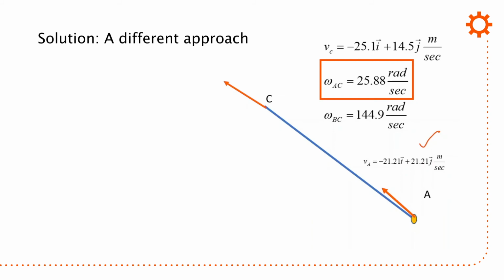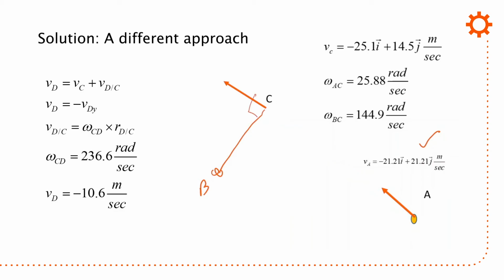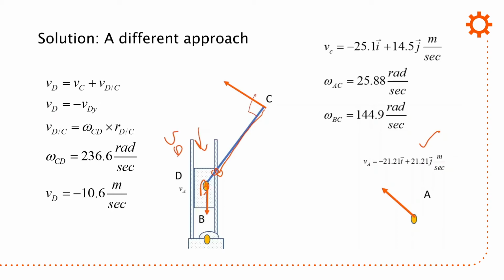Now, if omega AC is calculated, it's 25.88 rads per second, and you have to recognize that what I'm doing here is saying that this B is here, and this is acting at a normal. So if you do that, you have velocity of D, which is velocity of C plus velocity of D with respect to C. Velocity of D is going to be in the minus y direction. And you can see that red arrow pointing in that direction. Velocity of D with respect to C is going to be omega CD crossed with RDC. And I end up with the same value of minus 10.6 meters per second.